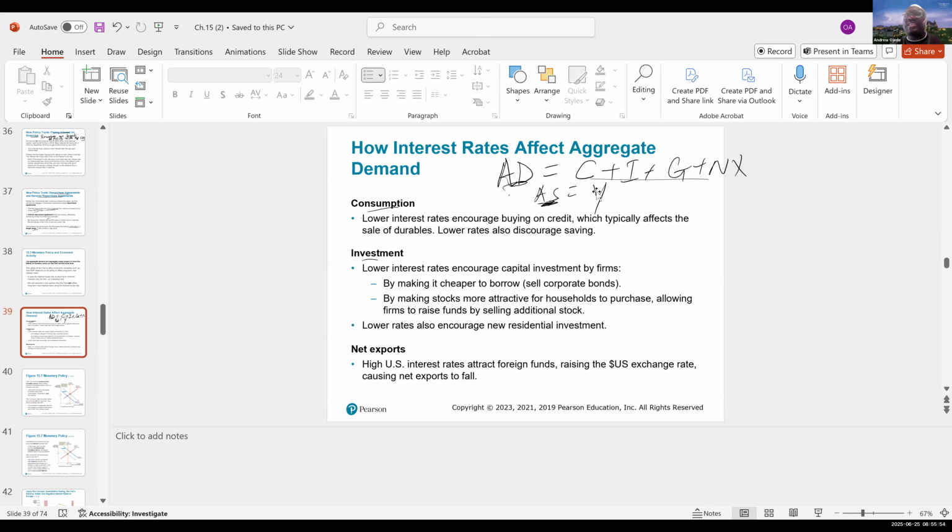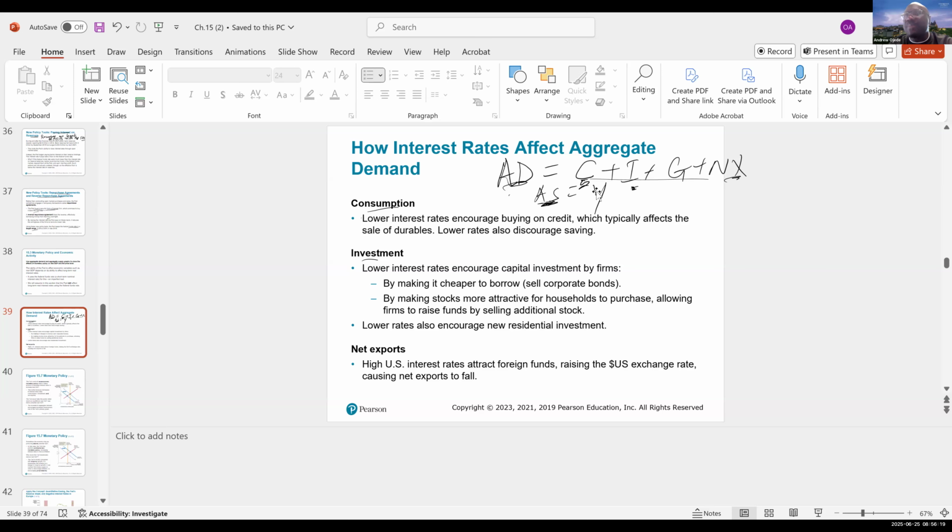But government spending is exogenous. It's not going to depend on the interest rate. We're going to say that Congress determines how much they want to spend. So that means interest rates are going to affect only three components of aggregate demand: primarily consumer spending, business investment spending, and net exports. So when interest rates are low, consumers can borrow more on consumer loans like credit cards.